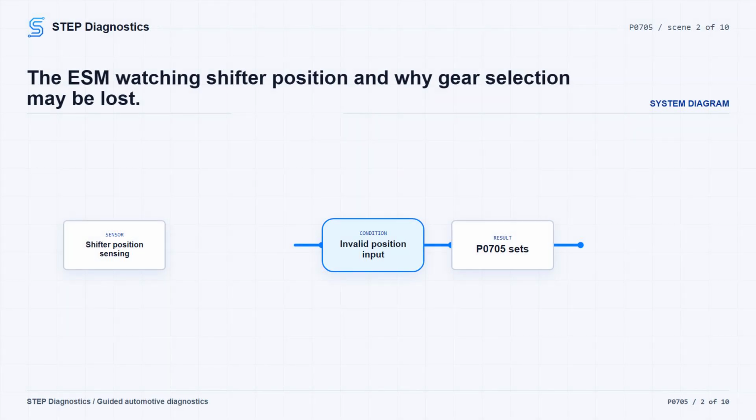Broadly, this can involve the shifter position sensing inside the electronic shift module, ESM circuitry, internal controller operation, or connection quality at the related harnesses.